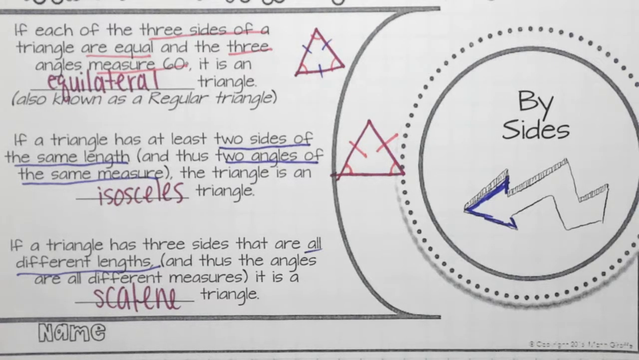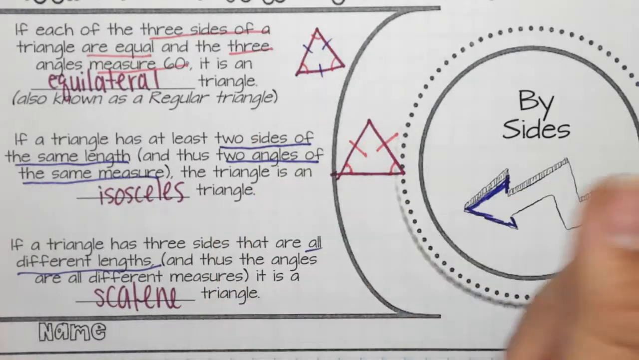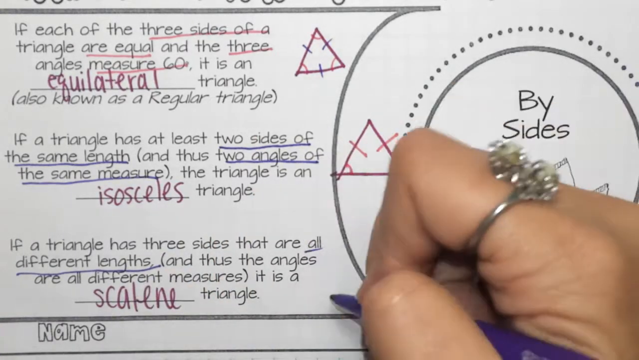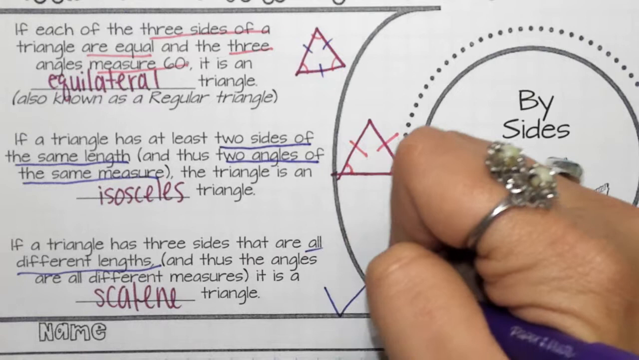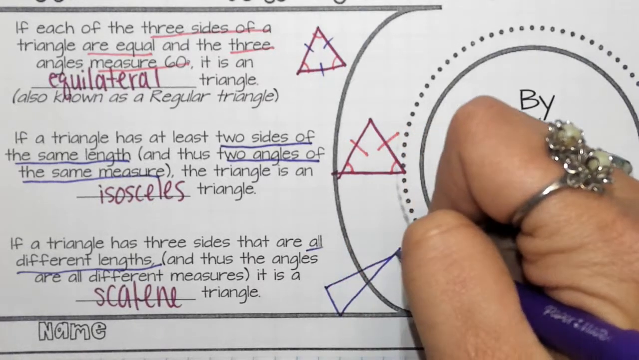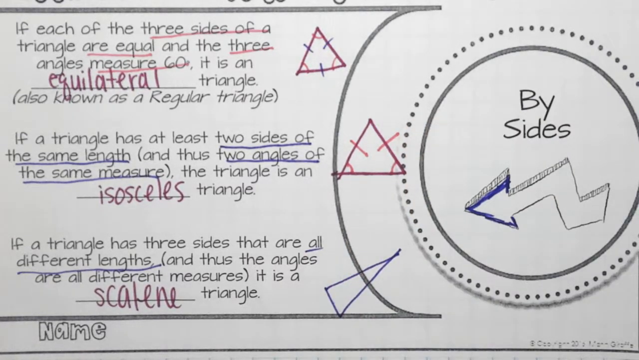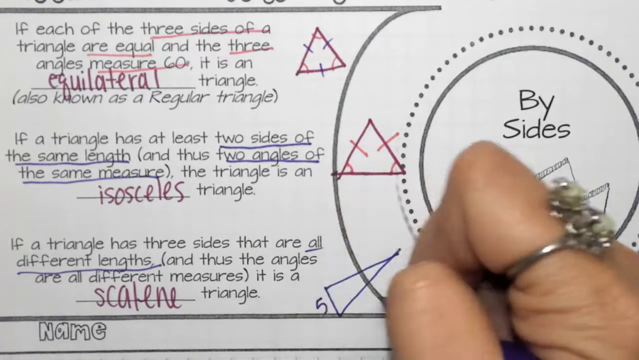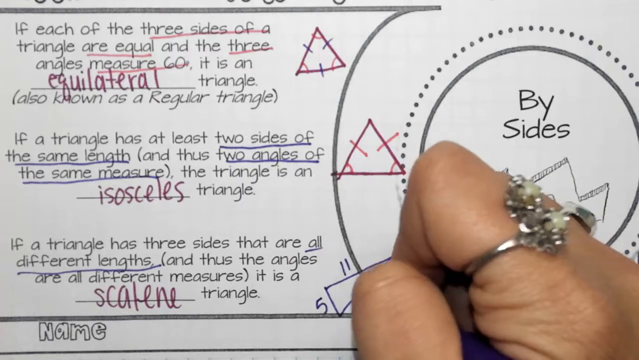Right here, we're classifying by sides. So scalene could look like this. You could have a small one, and an extremely long one, and then a shorter one. And none of those are congruent. And we could prove it by saying that this is 5, this is 11, and this is 12.